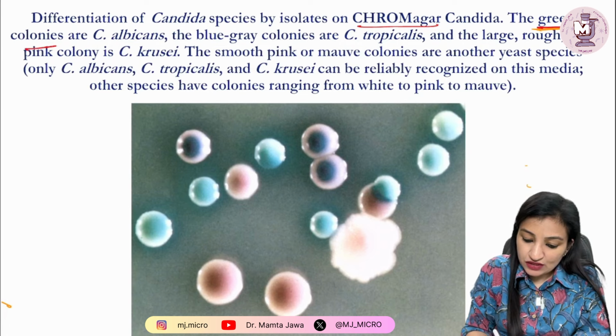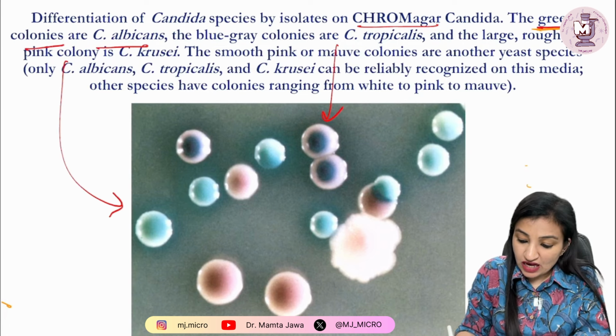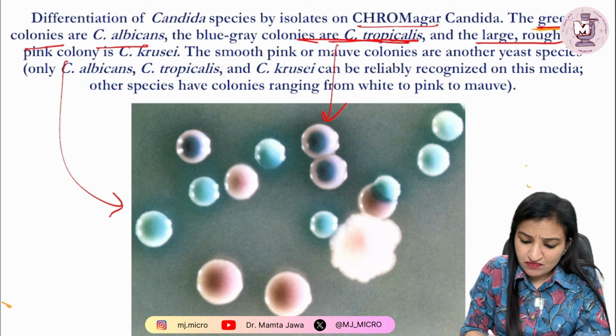So guys, green colonies are of Candida albicans. Okay, green colonies are of albicans. The blue-gray colonies are of tropicalis, and the large rough pale pink colony.